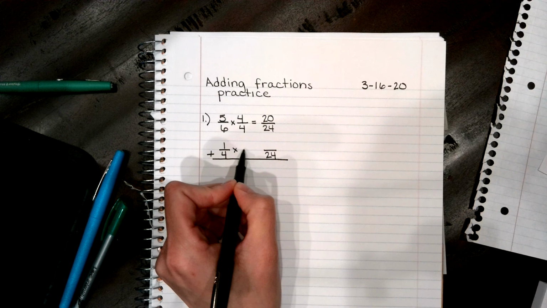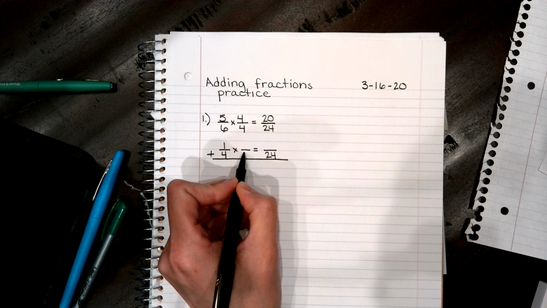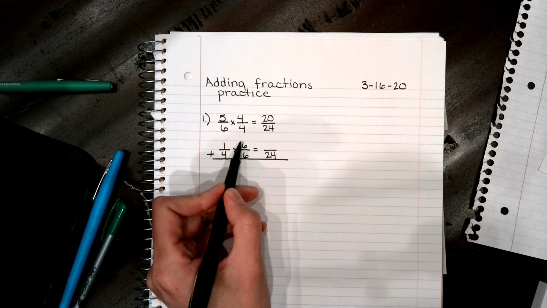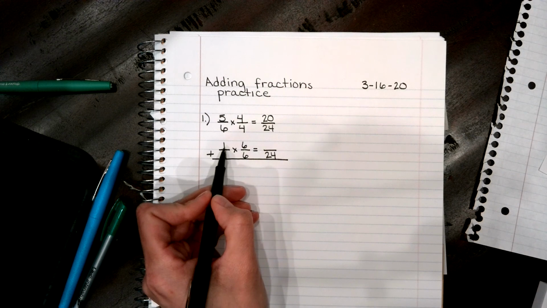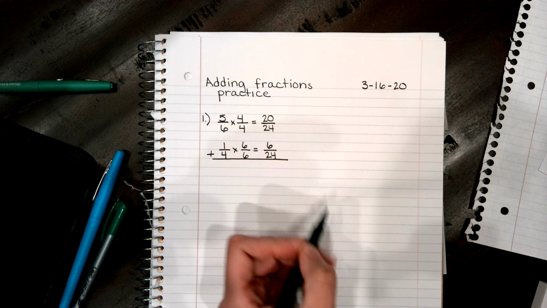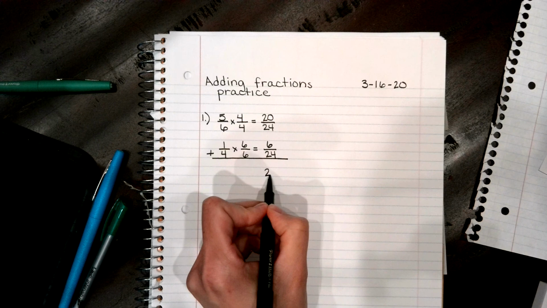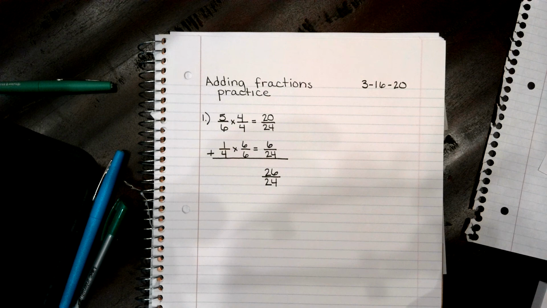Same thing with the bottom one. 4 times what gives you 24? And it's 6. What you do to the bottom, you have to do to the top because this fraction has to be equivalent to 1 whole. So the denominator and numerator need to be the same. 1 times 6 is 6. Now you're going to add. So 20 plus 6 equals 26/24. Now your numerator is larger than the denominator, so that's an improper fraction.